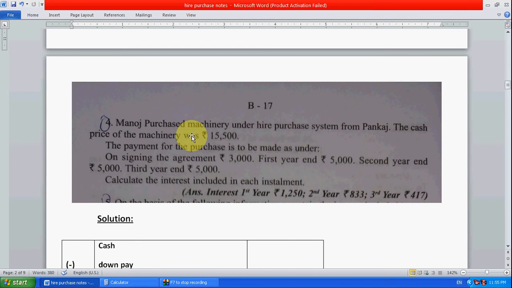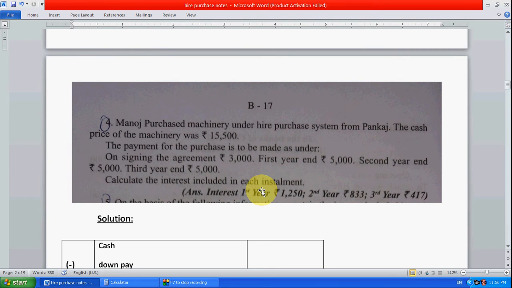Manoj purchased machinery under hire purchase system from Pankaj. The cash price of the machine was 15,500. The payment for the purchase is to be made as under: on signing the agreement, 3,000; first year end, 5,000; second year end, 5,000; third year end, 5,000. Calculate the interest included in each installment.